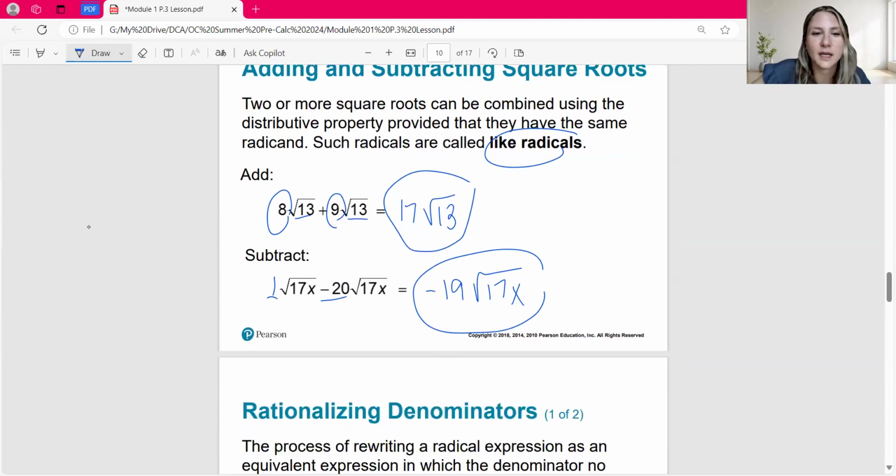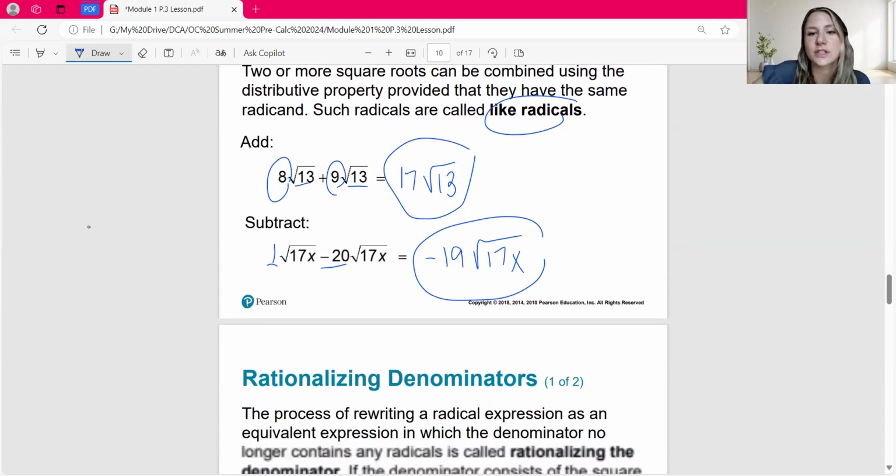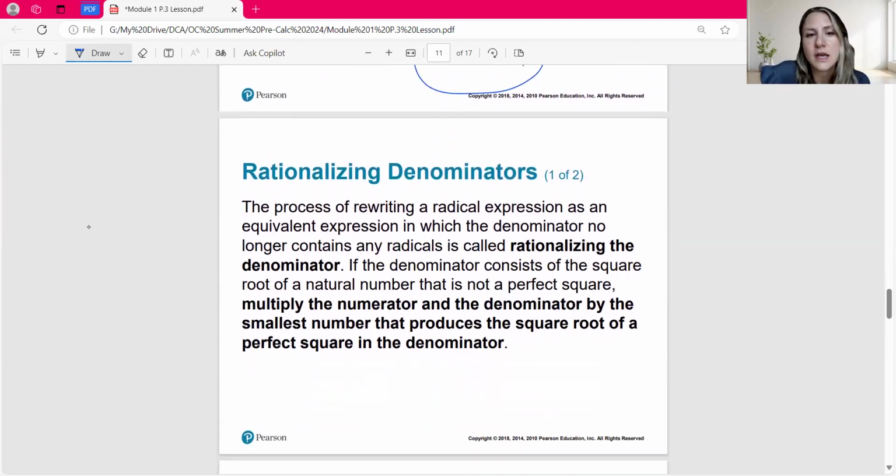The next concept that we're going to talk about is rationalizing denominators. Rationalizing denominators is the process of making sure we do not have any radicals left over in the denominator. We are not allowed to have radicals in the denominator in math. It's bad math, so we need to figure out how to get the square root out of the denominator. And so this is the process of rationalizing denominators.